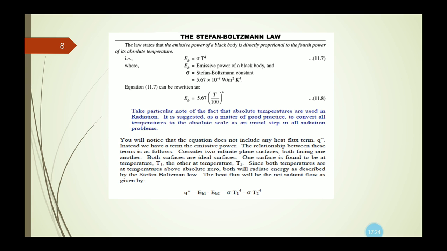Now this Stefan-Boltzmann constant sigma has a constant value of 5.67 × 10^-8 W/m²K⁴. Absolute temperatures are used in the case of radiation, so it is recommended to convert all temperatures to the absolute scale as an initial step in all radiation problems.